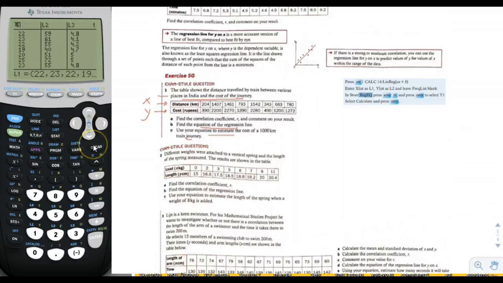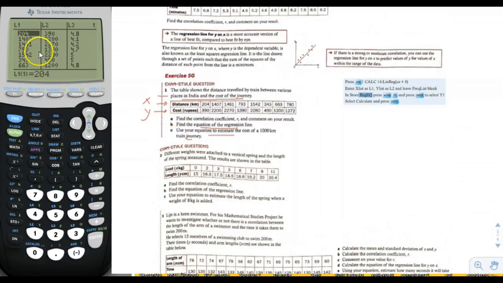So I'm going to clear L1, and then I'm going to clear L2. And then I'll go into L1 and I'll start putting in the data. So the first one is 204, the next one's 1407, so I'll put 204, 1407, and so on. And I'll do this offline and then come back in 2 seconds and I'll be done.